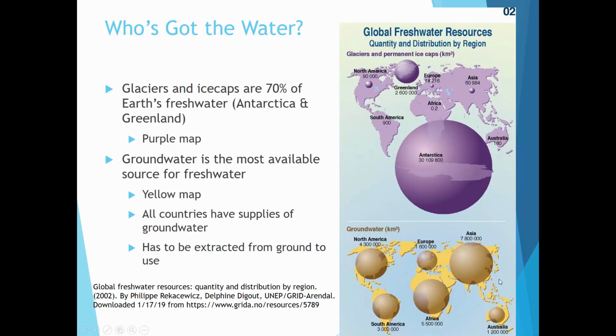In the bottom map, we're looking at groundwater. These balls are also very large because about 30% of all fresh water on Earth exists as groundwater. All countries and all continents have fairly large supplies of groundwater. And so this is a resource that exists for virtually all continents to use. The downside of groundwater is, of course, you have to extract it in order to use it.